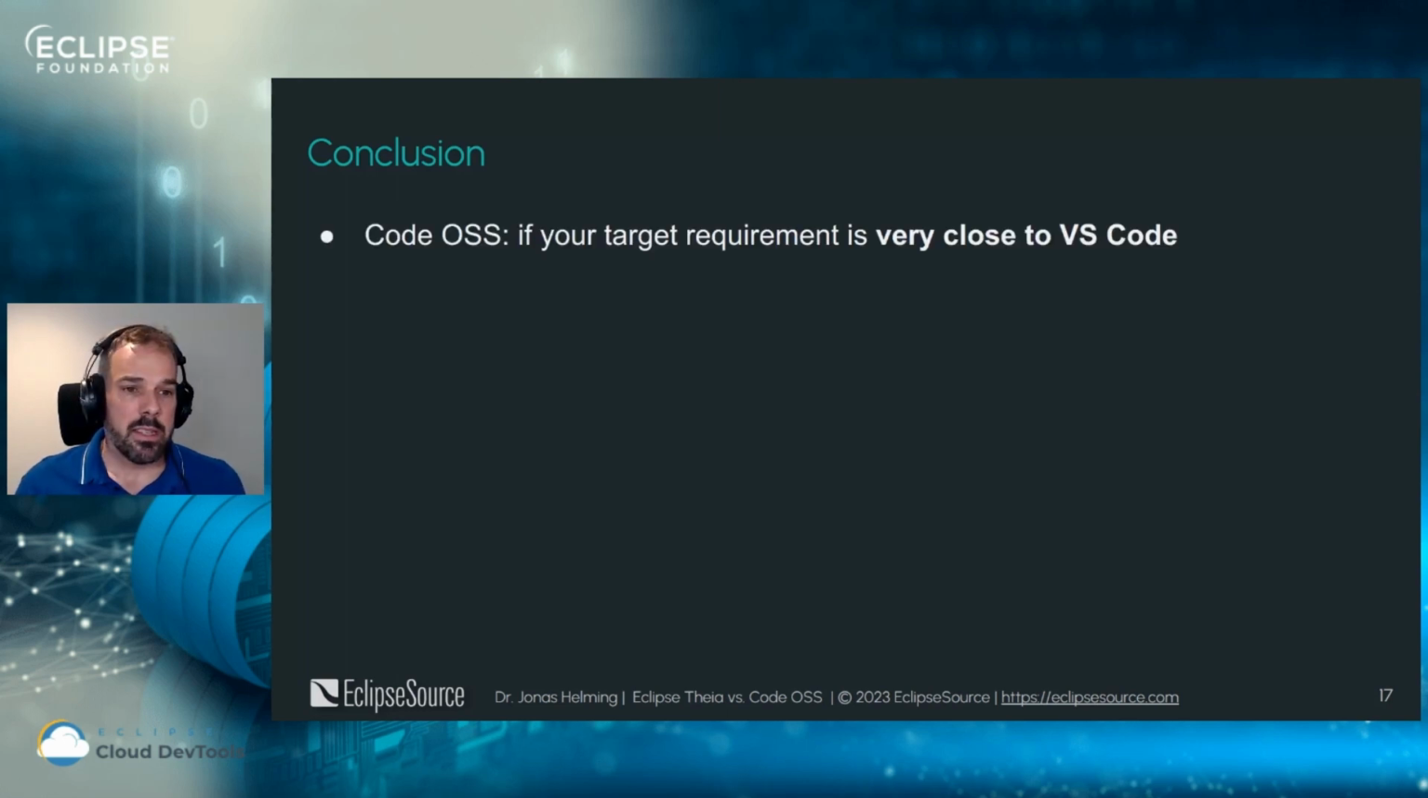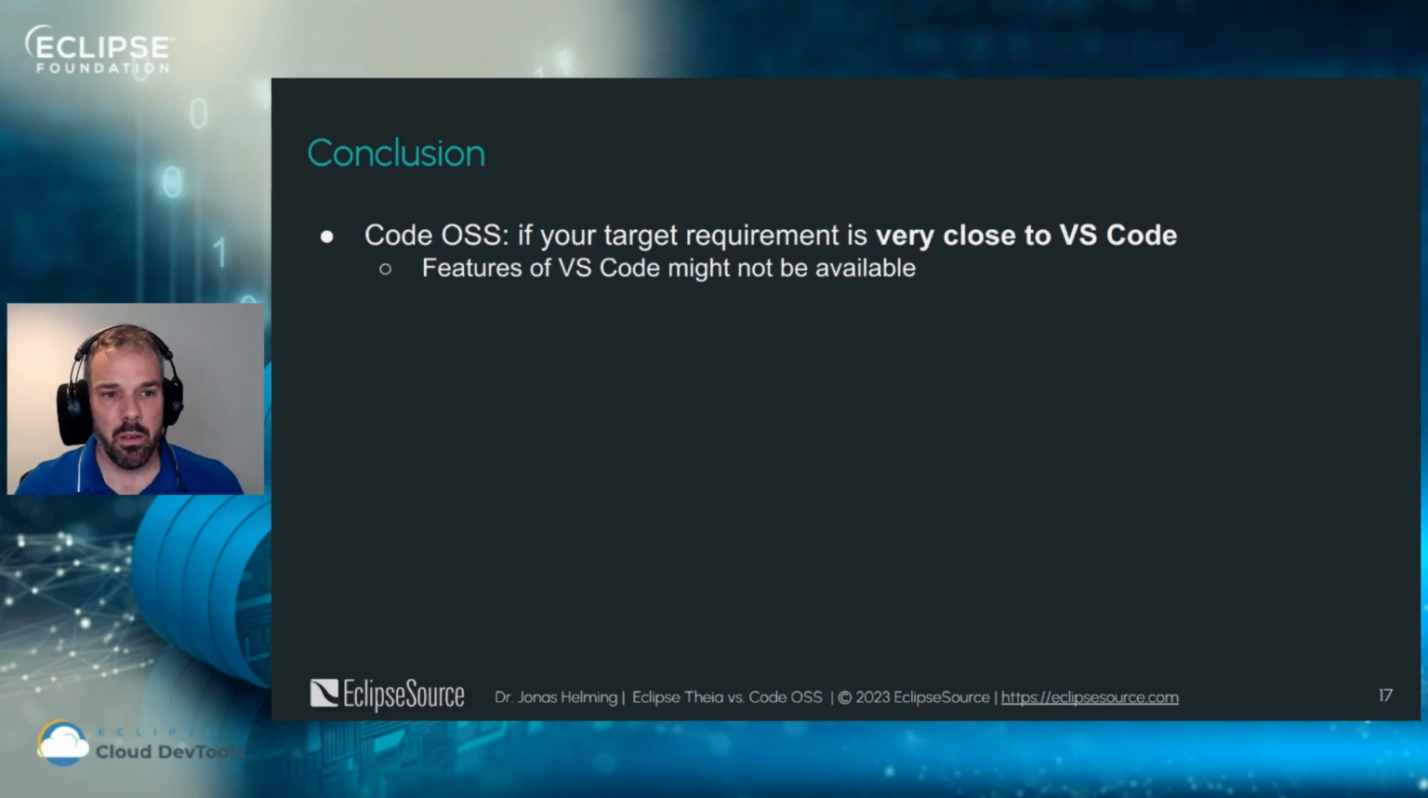Now, the options that we discussed as a platform for tools and IDEs. So Code OSS, I would say, if your target requirement is very close to VS Code, right? If you essentially want to host VS Code yourself somehow and maybe change the logo. For example, some online IDE providers do that because they basically just want VS Code as is, as close as possible, maybe with a little bit of custom branding. Then Code OSS is probably a good choice, right? Because you cannot get as close to VS Code as just using the code base.